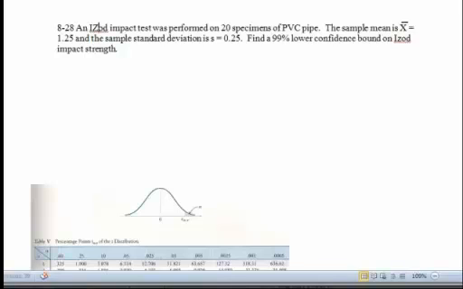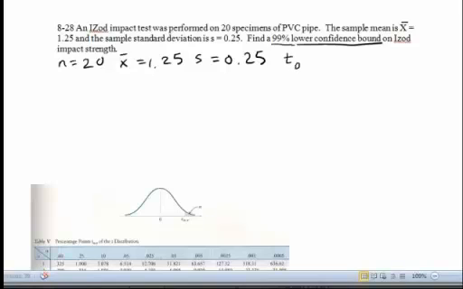So we would begin by saying, what's our n? Well, it's 20. X bar is equal to 1.25, S is equal to 0.25. So we're just calculating what we know. Let's see now, 99% lower confidence bound. So we're actually looking for t of 0.01, and we don't have to cut it in half because it's only single-sided. And our degrees of freedom are 19.